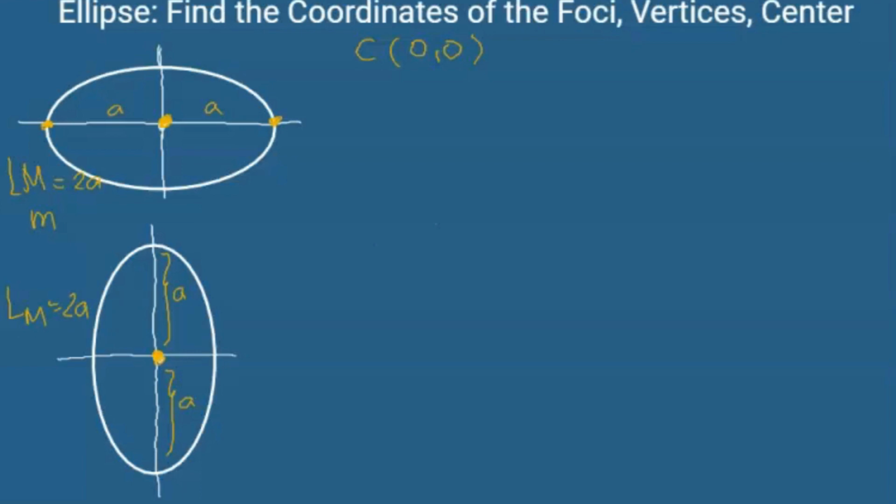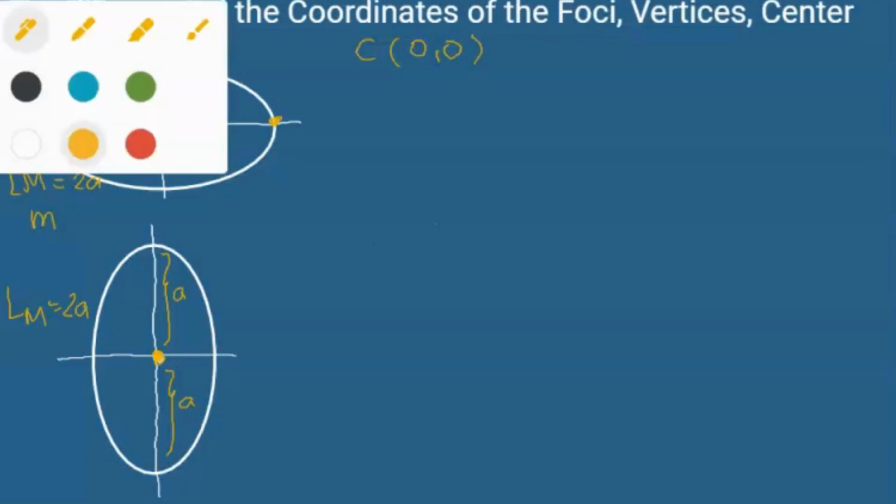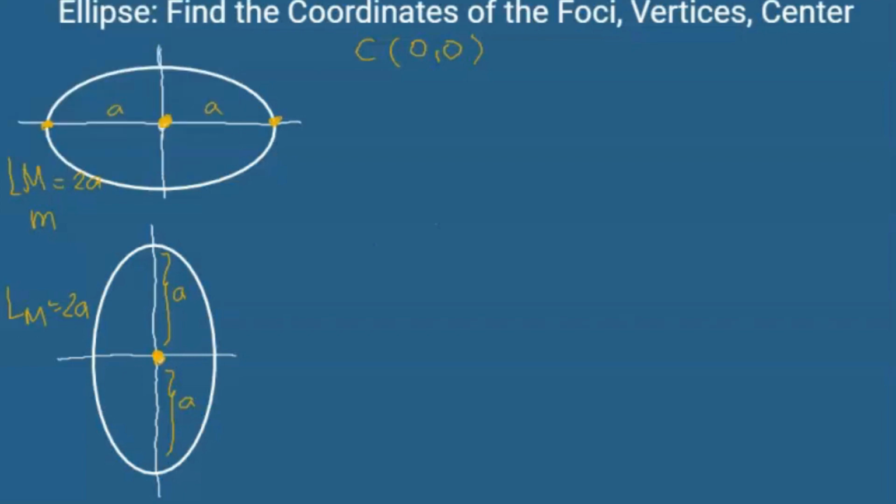Now for the length of the minor axis, that's the shorter diameter of the ellipse. So let's represent that as B. So for vertical ellipse, this is our B. There. So therefore, the length of the minor axis will be equal to 2B.